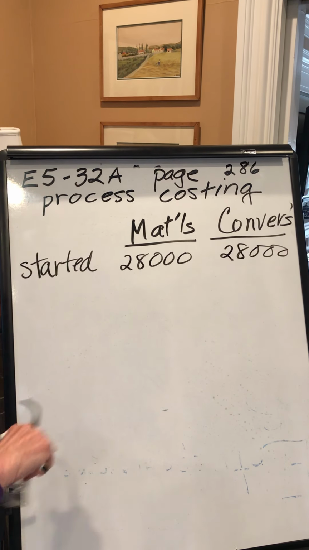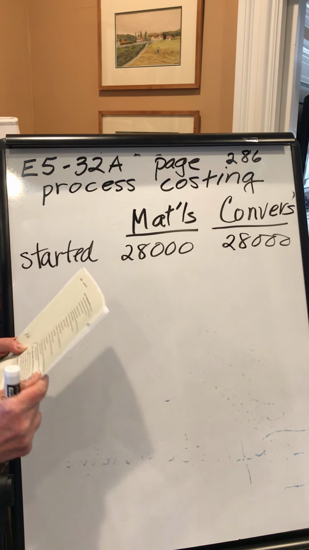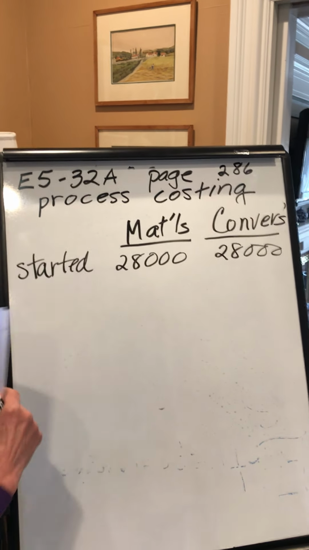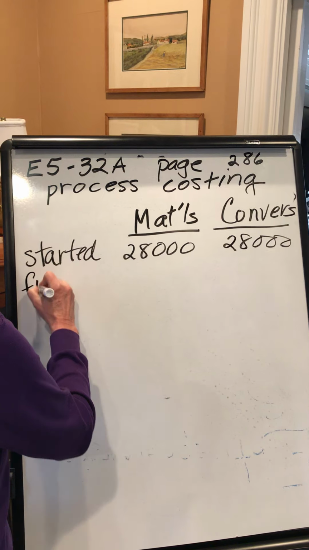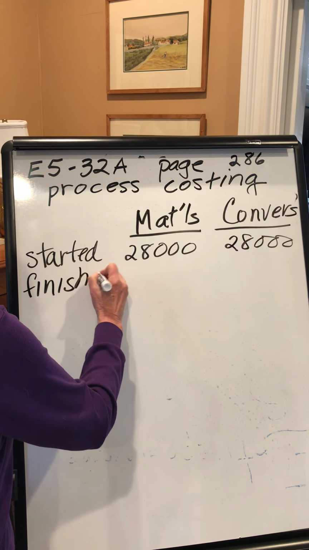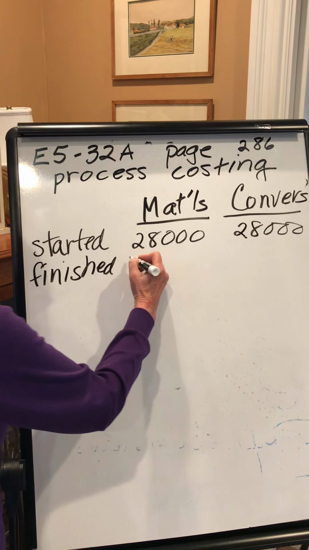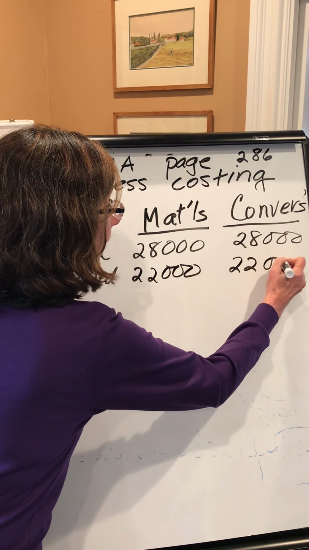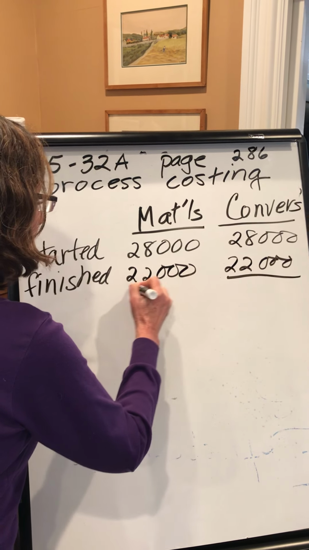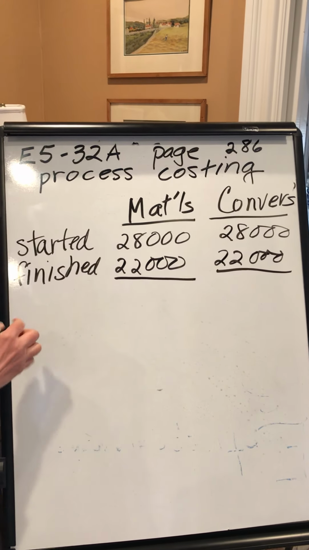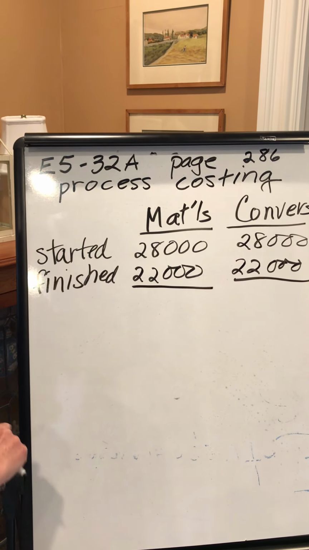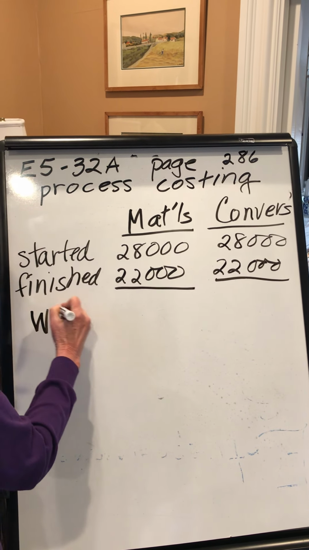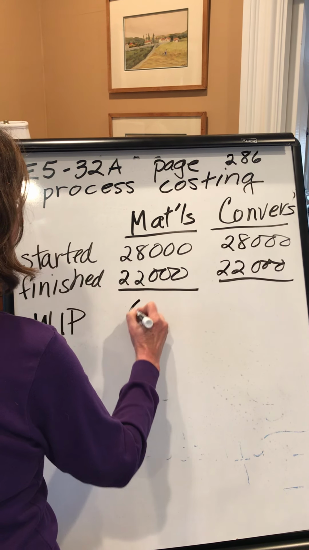and then during the month they tell us that they completed 22,000 units finished. And by the way, we are going to be concerned with the finished ones towards the end. But for now, what am I figuring out? Back to that item before. How much was in process at the end of the month? Well, 6,000 units.